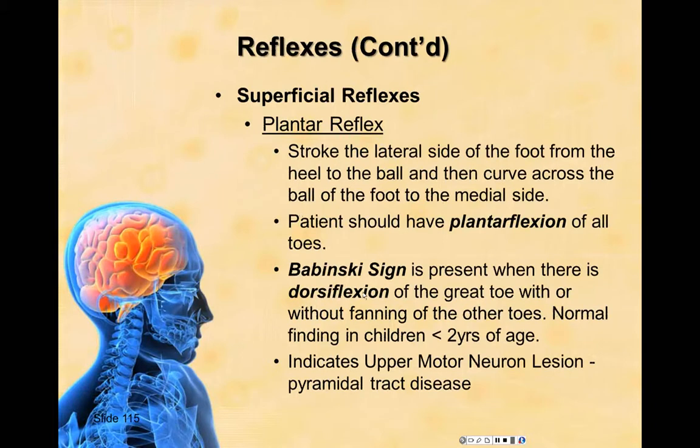For the plantar reflex, stroke the lateral side of the foot from across the heel to the ball and then curve across the ball of the foot, and the patient should have plantar flexion of all toes, not dorsiflexion of the big toe. So if you see that dorsiflexion of the great toe with or without fanning of the other toes, then it indicates a problem or a positive Babinski sign. This finding is actually normal in children less than 2 years of age.